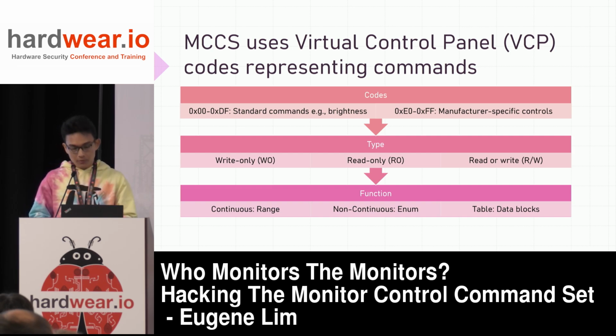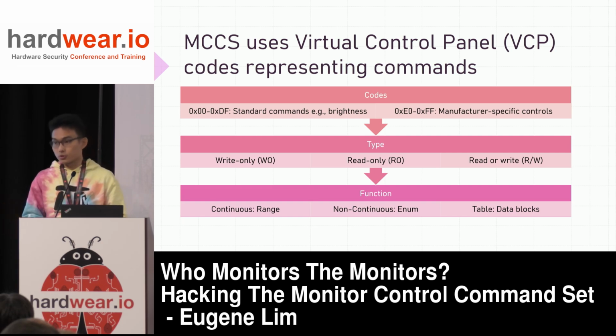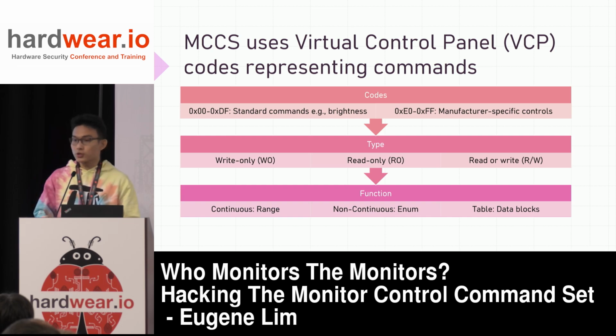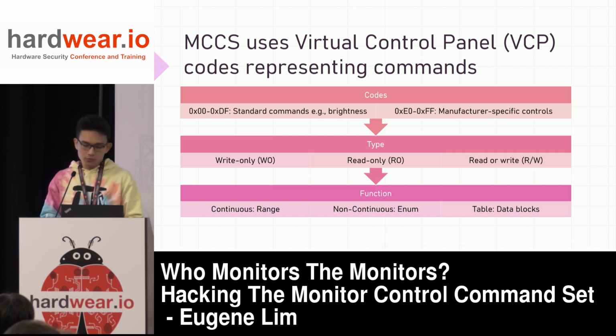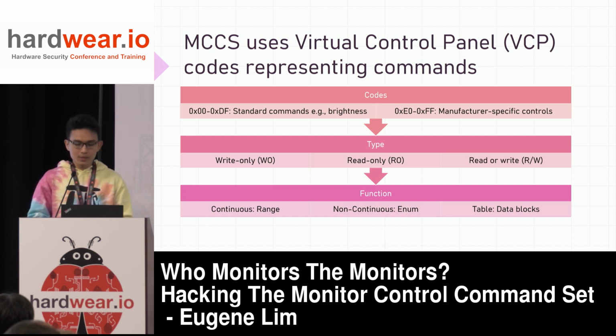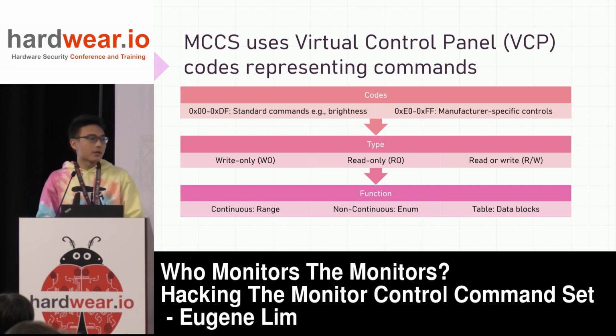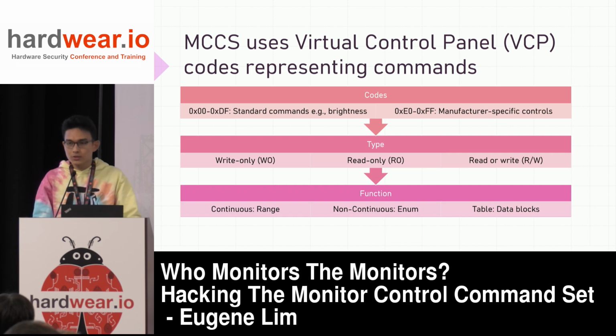And then there are also different data types. This is all single-byte stuff. The first is continuous, from 0 to 255. Your brightness can go from 0 to 100, for example. There is also non-continuous, which is an enum. For example, you may have a display mode setting for game mode, movie mode, theater mode. These are enums, 0 to 5 or 6, smaller ranges. A bit more interesting is that some of these codes support table data block types. These are ASCII strings or other types of data. These tend to have very specific implementations, specific to the type of the code.